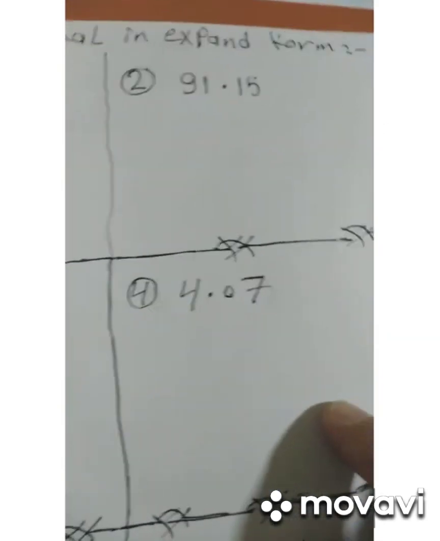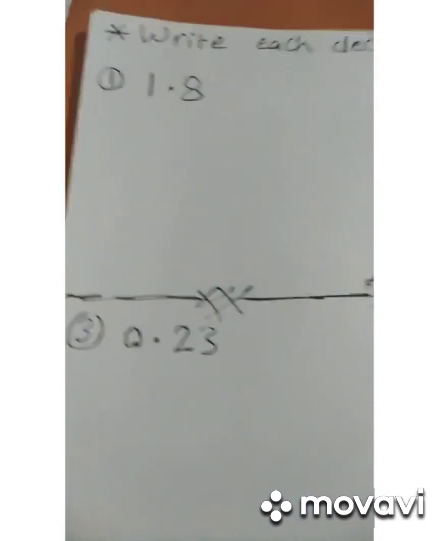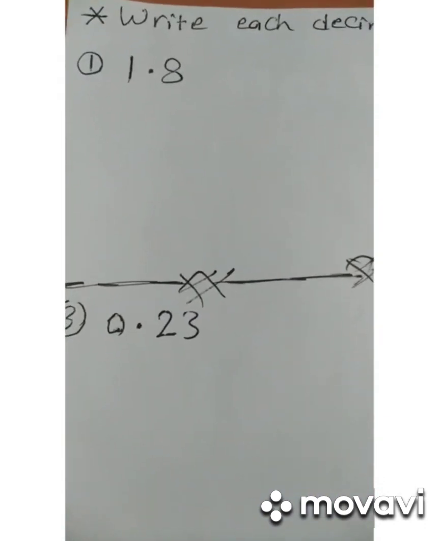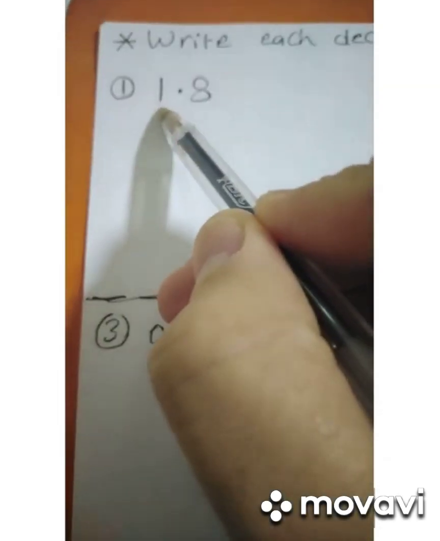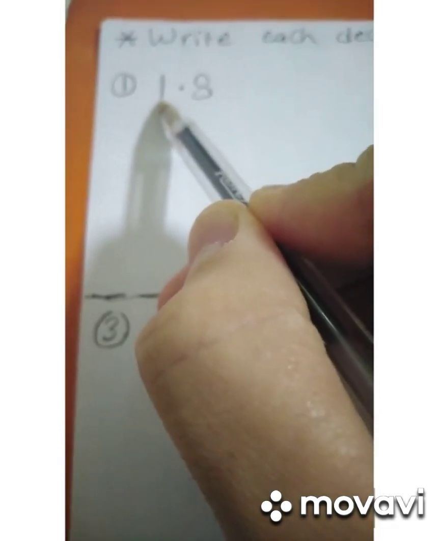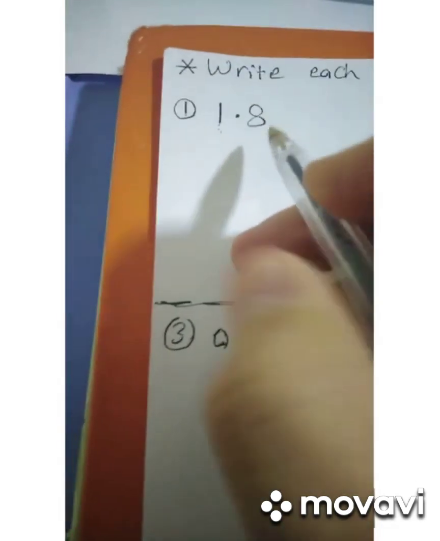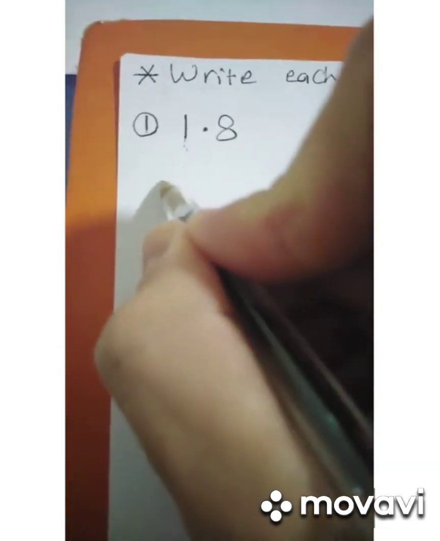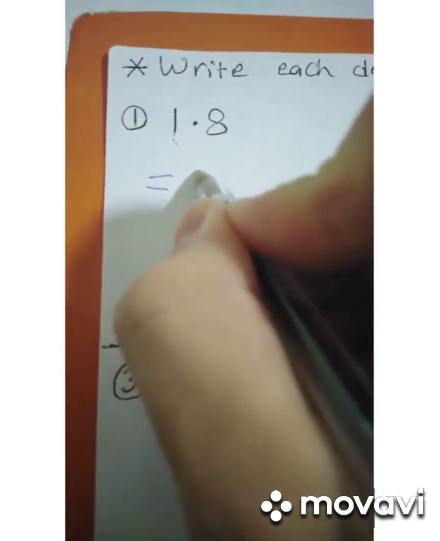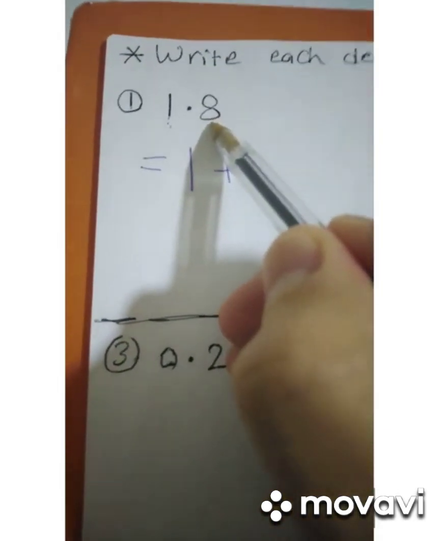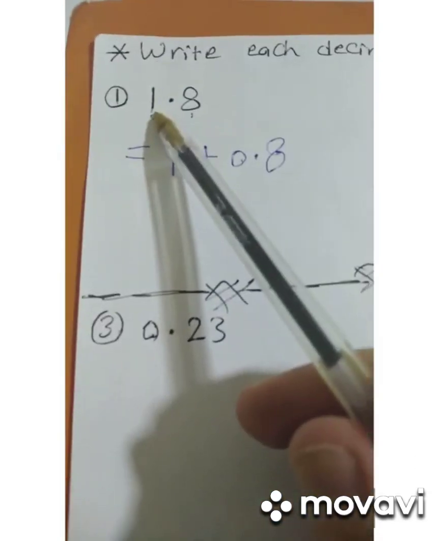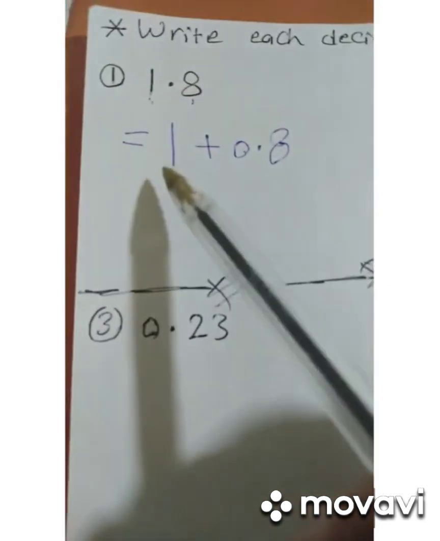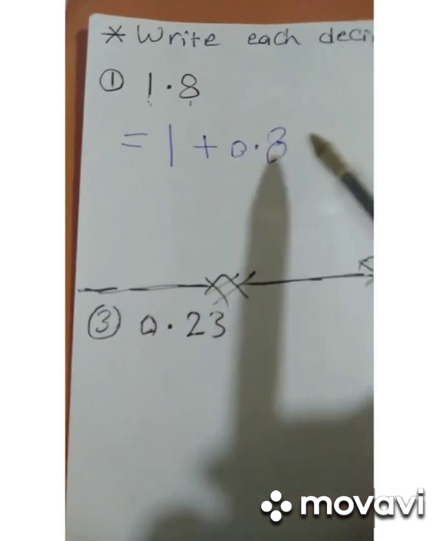Write each decimal in expanded form. Number 1, 1 and 8 tenths. Now, start with the whole number. Yes, we have 1 in the ones place. 1 in the ones digit equals 1. So in expanded form, we can write 1 in ones equals 1, plus 8 in tenths equals 8 tenths. So the expanded form of 1 and 8 tenths equals 1 plus 8 tenths.